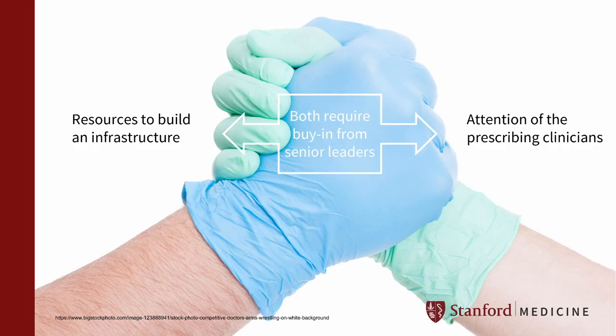Start by recognizing that the ASP proposal is going to compete with other projects for two things. One, resources to build an infrastructure, and two, attention of the clinicians who are being asked to do many other things. Now, both of these require buy-in from the senior leaders who are setting the priorities and are allocating resources. So what are some of the things you need to keep in mind as you work on your ASP proposal?